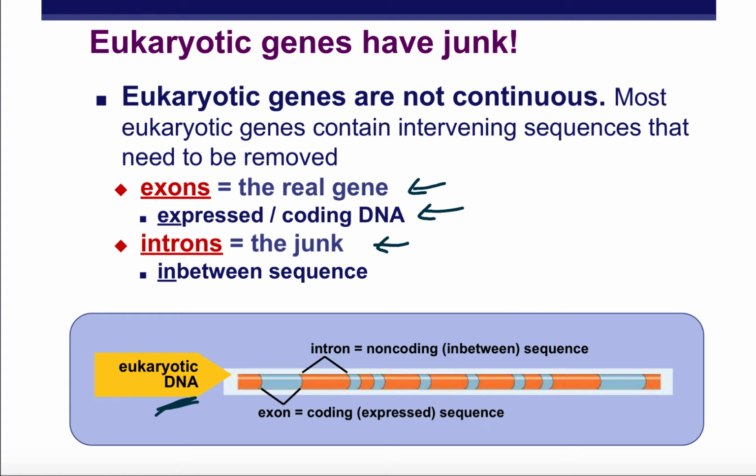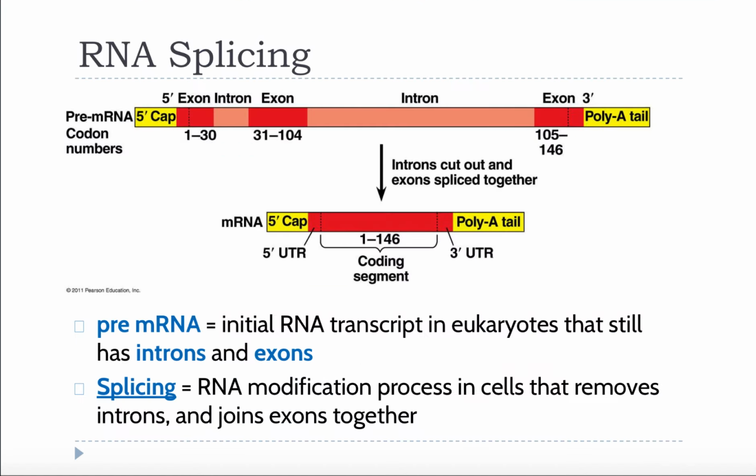So the exons are expressed and the introns are in between the expressed sections. This confuses students. They think introns stay in. No, the introns are the ones that leave and the exons are the ones that stay in the RNA that you're going to finally make. Okay, so what you're going to need to do is cut out all the introns and then join all the exon parts together. All right?